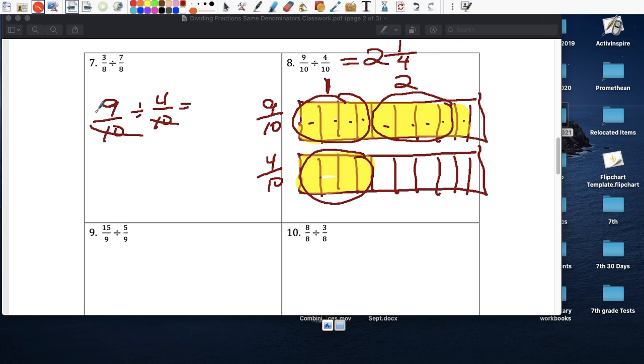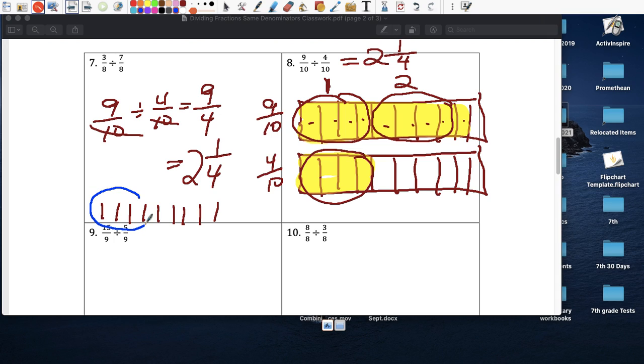This crosses out. And then we write that as a fraction. 9 divided by 4. 4 goes into 9 2 times, 1 left over out of 4. So let me draw 9 for you. 1, 2, 3, 4, 5, 6, 7, 8, 9, right? So you want to make groups of 4. 1, 2. And that's where my whole number comes in. And we have 1 left over out of 4. Okay?